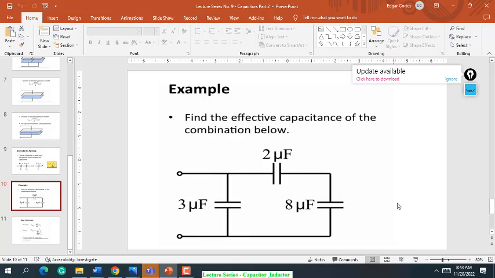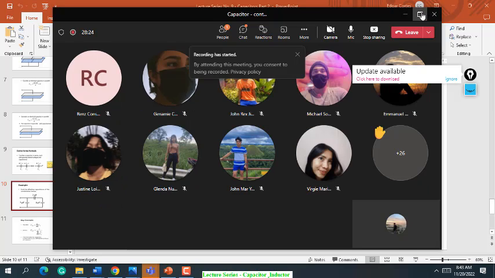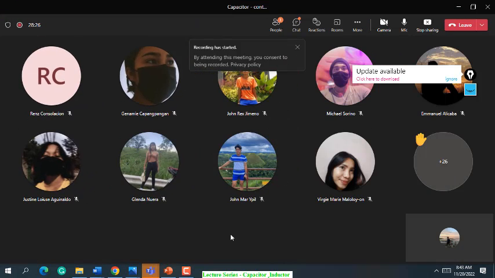None so far? Sir, excuse me, sir. For example, sir, there are already some values there. Hello, sir. Yes? Sir, can you give an example with values for the formula, sir?